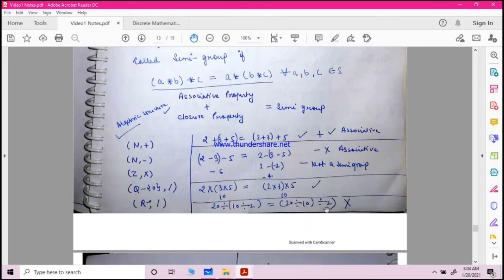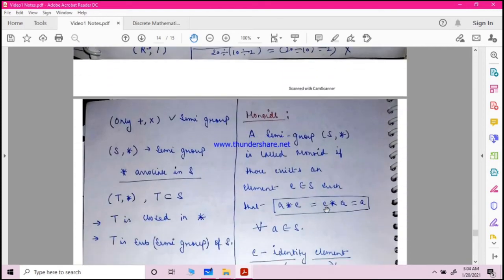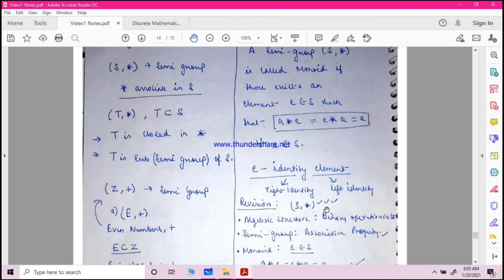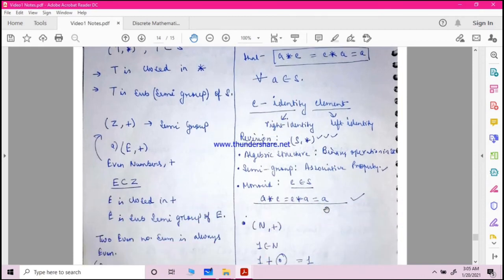So next, only plus and multiplication are semi-groups and the rest are not. A semi-group (S, asterisk) with T belonging to S, where T is closed, is a sub semi-group of S. For the integer set with the binary operation plus, this is a semi-group. You can simply see that for even numbers, if you're performing plus, it is closed as well. It is a sub semi-group of E, since the sum of two even numbers is always even. E is a sub semi-group.